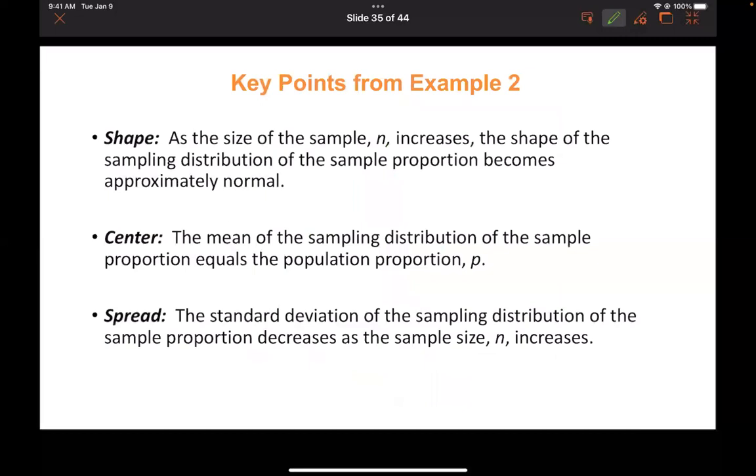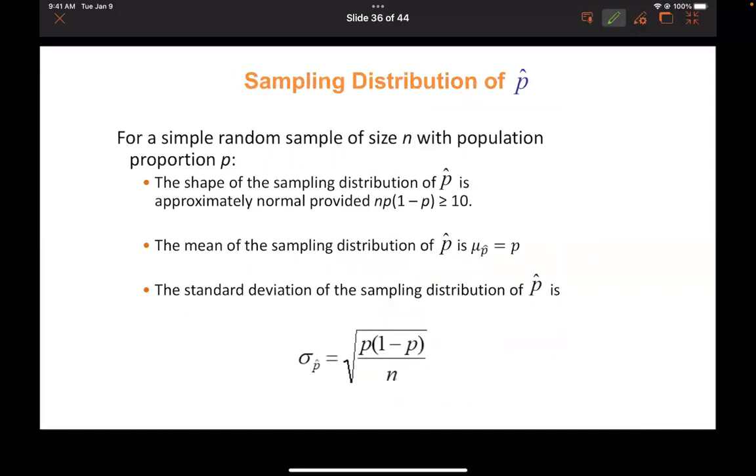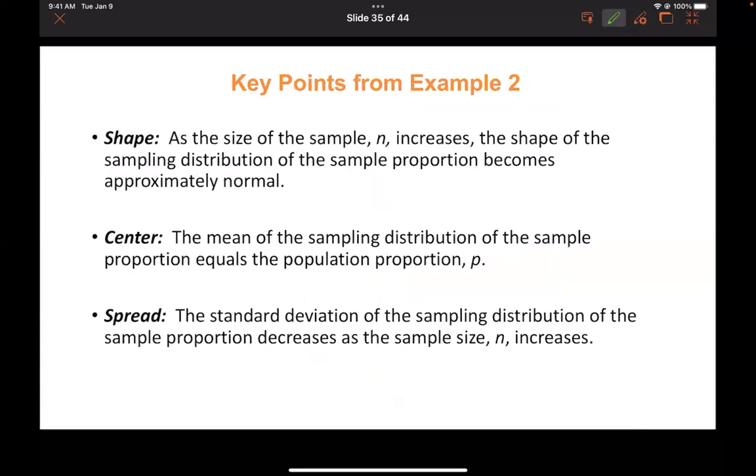So key points here. Shape: as the size of the sample increases, the shape of the sampling distribution becomes approximately normal. Our mean equals the population proportion, so our mu sub p hat equals p. And the standard deviation decreases as the sample size increases. These are important things.